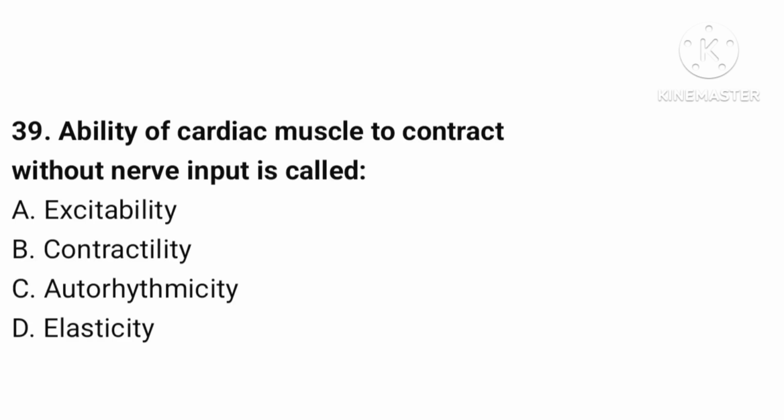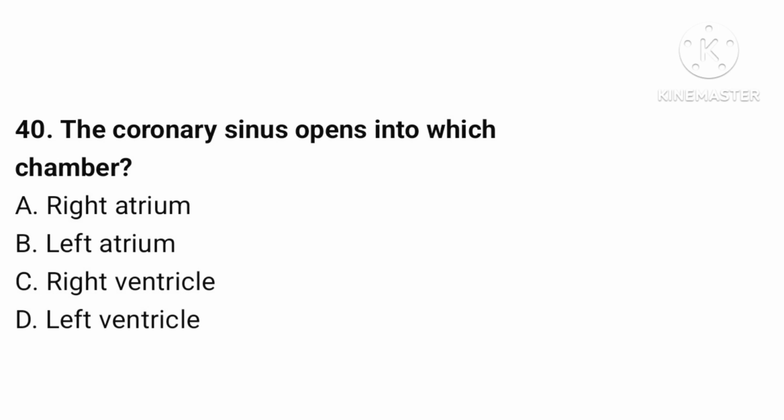The ability of cardiac muscle to contract without nerve input is called. Correct option is C. Autorhythmicity. The coronary sinus opens into which chamber? Correct option is A. Right atrium.